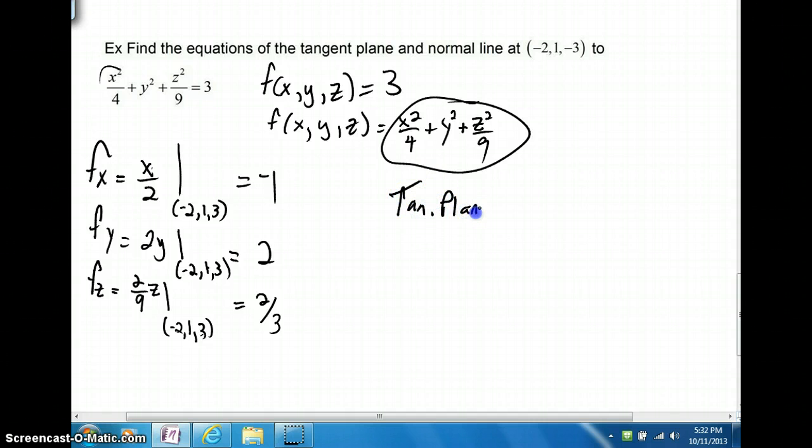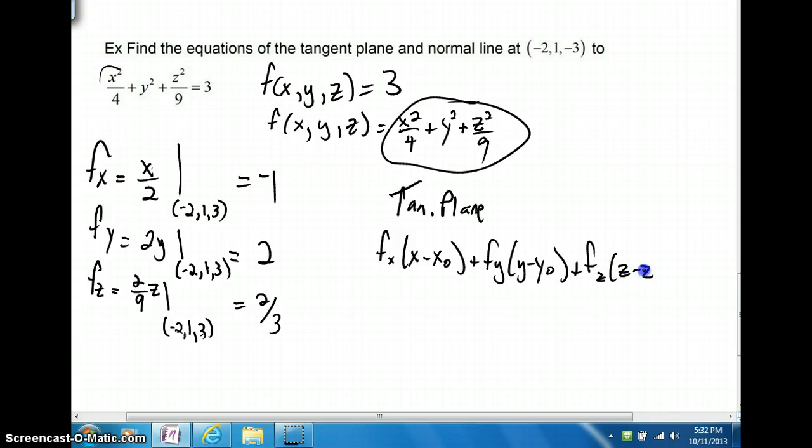Well, what we saw for the tangent plane had the partial derivative of x times x minus x naught plus the partial derivative of y times y minus y naught plus the partial derivative of z times z minus z naught, and set all that equal to 0. Well, we just saw that f sub x is -1, and here we'd have x minus -2, so that turns into an x plus 2.